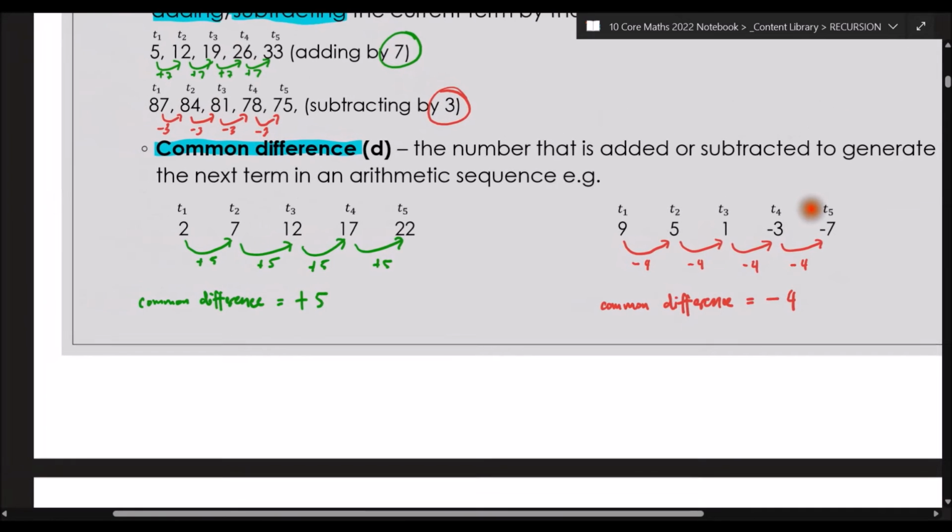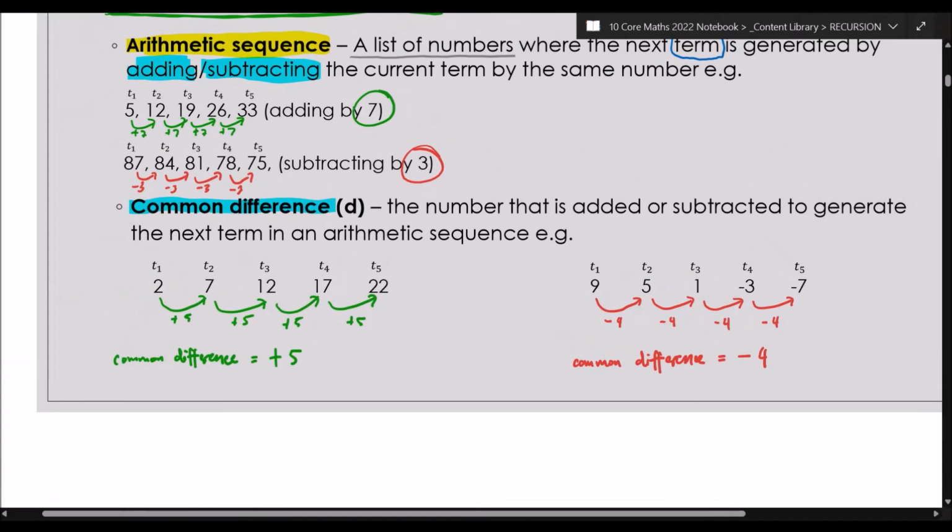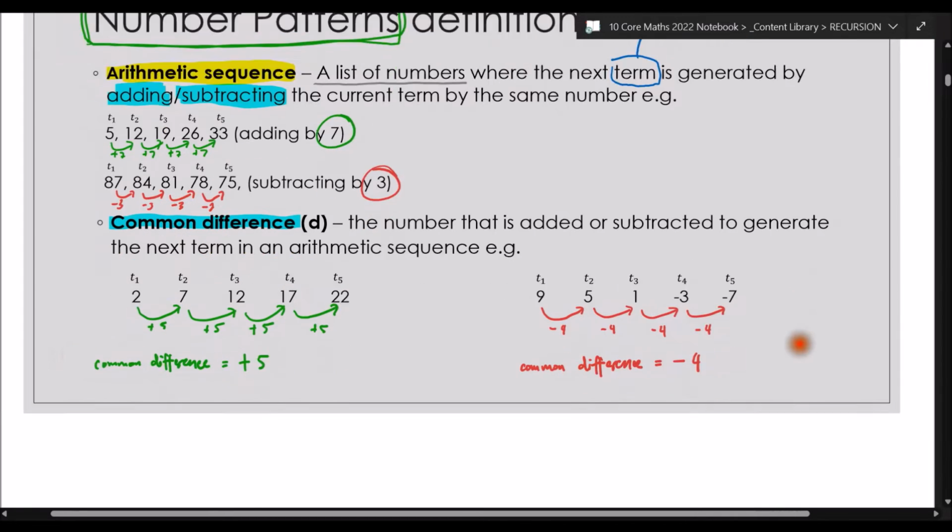Now, keep in mind that with an arithmetic sequence, the common difference has to be the same each time. So if you ever come across a sequence where, for example, let's just say the numbers here are different, and then randomly this becomes +2, this is not an arithmetic sequence anymore, because the common difference has changed. It has to be the same common difference each time. So just keep that in mind. Okay, let's go to the next part.